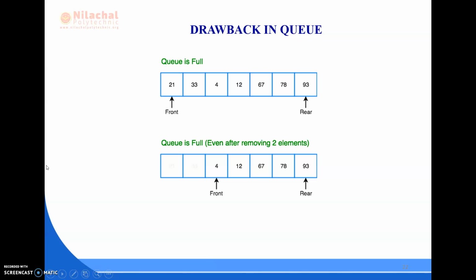So the queue is represented in array form. The first element or the first position is the front position. When we do insertion, it is done at the rear part. When we inserted 21, the rear was in the first position. When we inserted 33, the rear came to the second position. When we inserted 4, it came to the third position, and so on. At the very last position, we have entered 93.